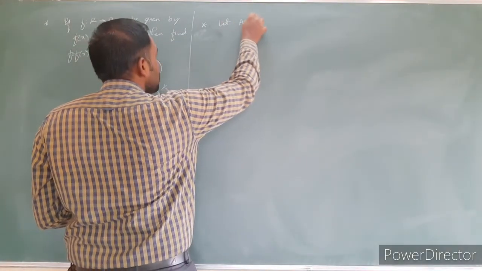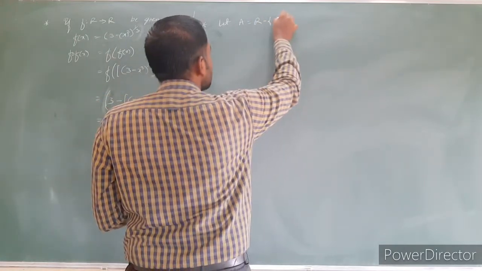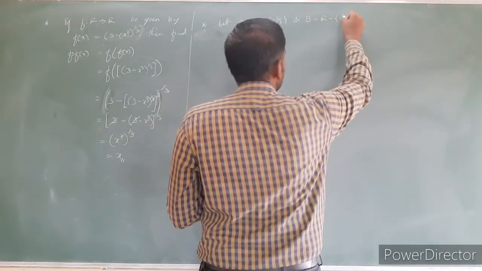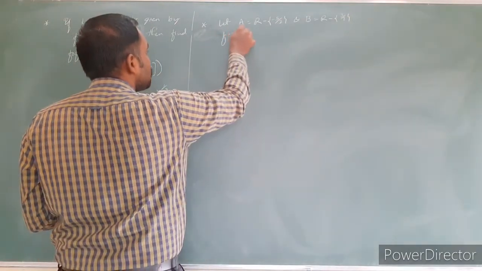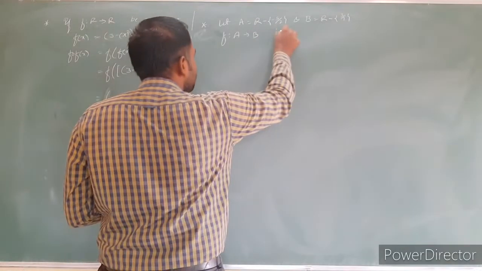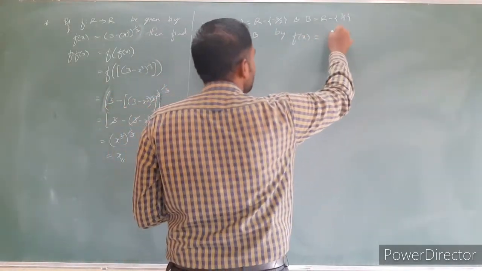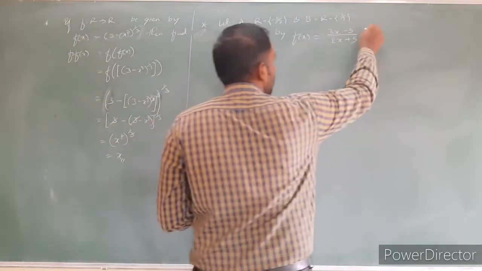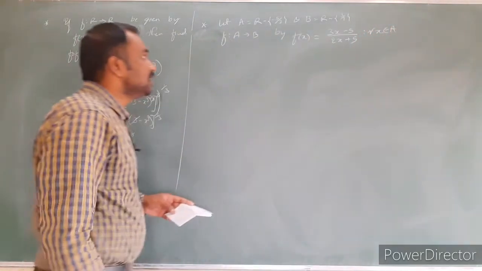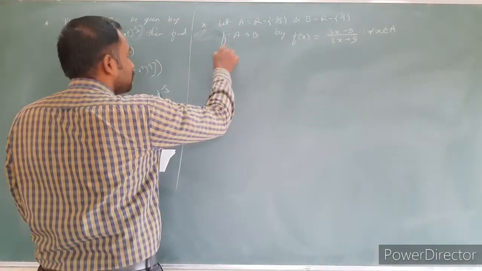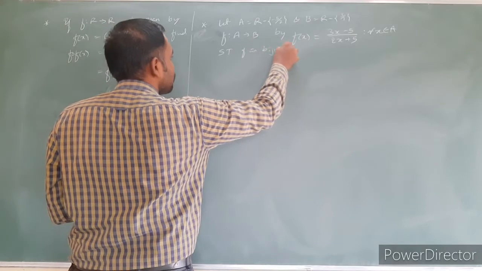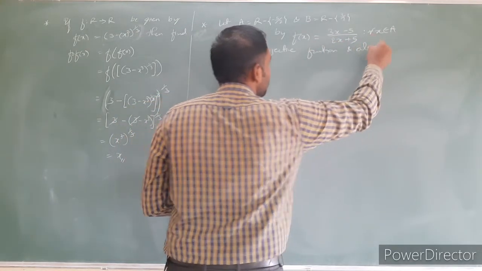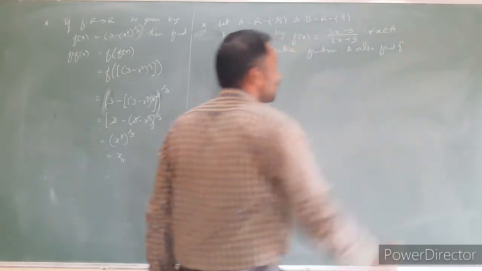Let A be the set of real numbers except minus 5 by 2 and B the set of all the real numbers except 3 by 2. f is a function from A into B defined by f of x is equal to 3x minus 5 divided by 2x plus 5 for all x belonging to the set A. Now, show that f is a bijective function and also find f inverse.